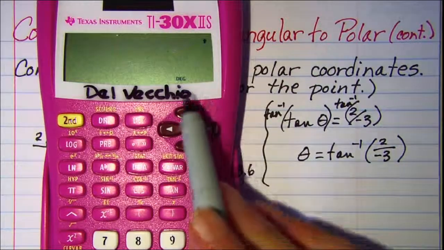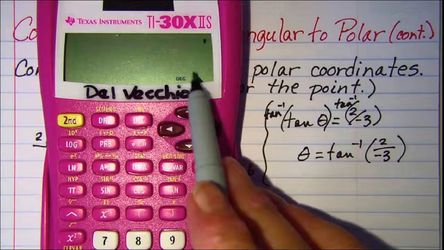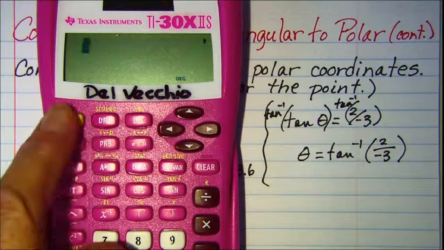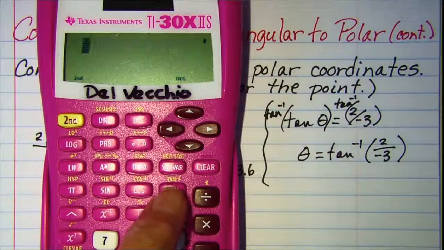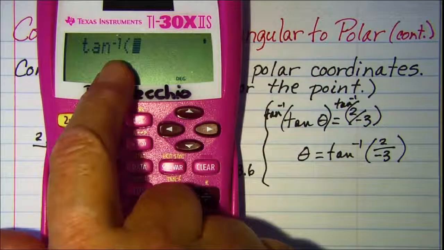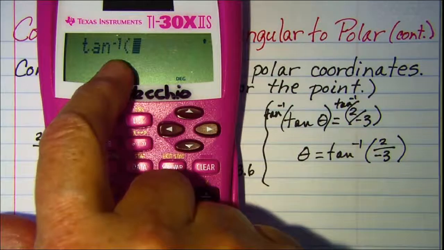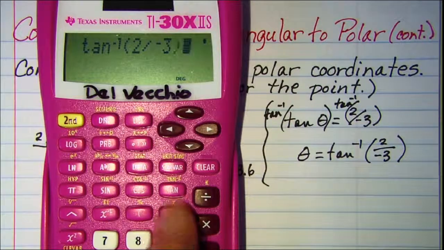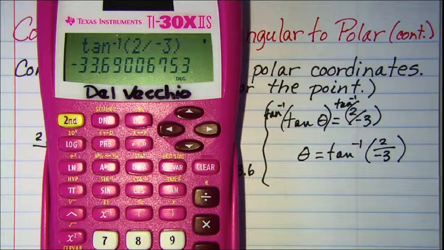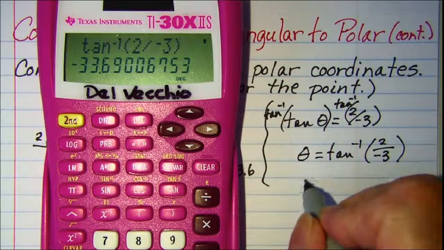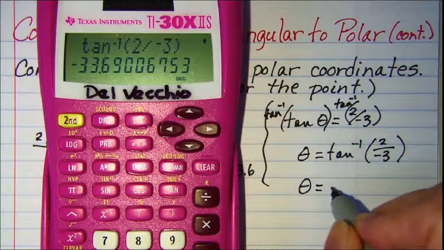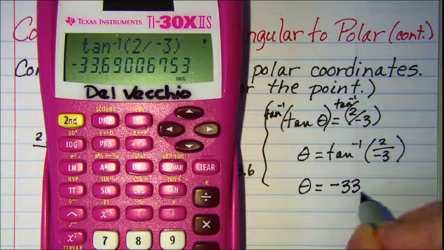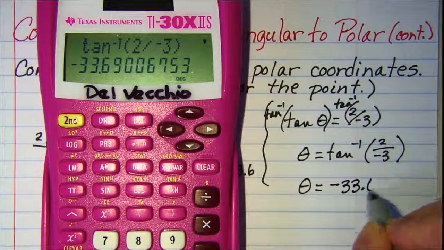Make sure you're in degrees. We're showing that right here. And for inverse tangent, we want second tangent. That'll give us our inverse tangent function. And then 2 divided by negative 3. So our calculator gives us theta equals negative 33.69.